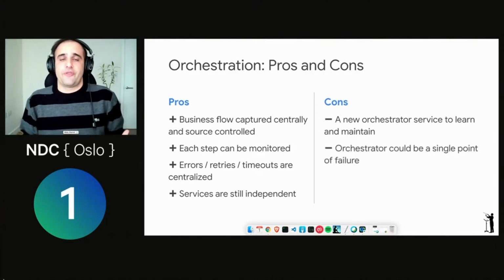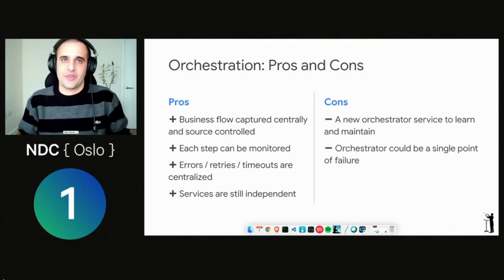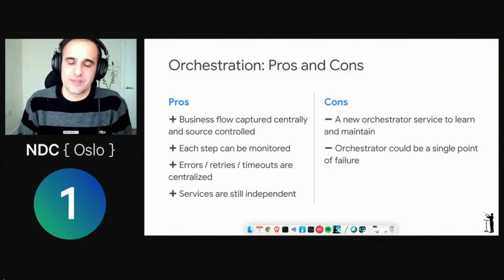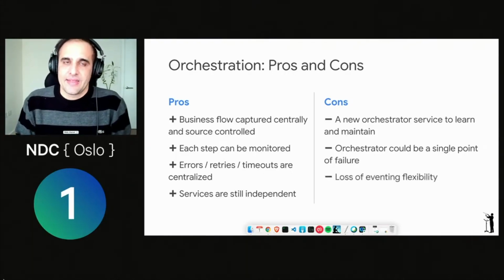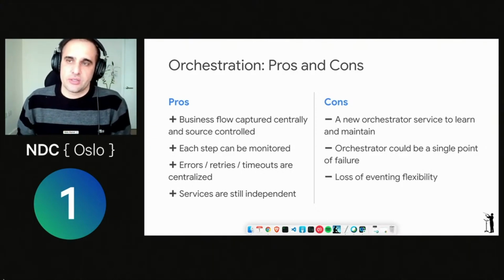The orchestrator could be a single point of failure, because if the orchestration service doesn't run, then nothing gets run. So you need to make sure that you're using something resilient and redundant. And you are losing some flexibility by choosing orchestration, right?